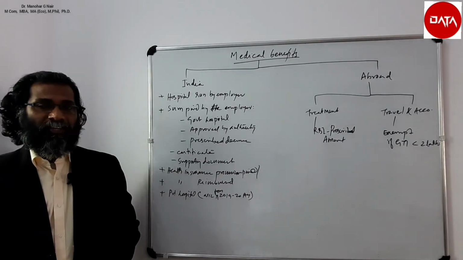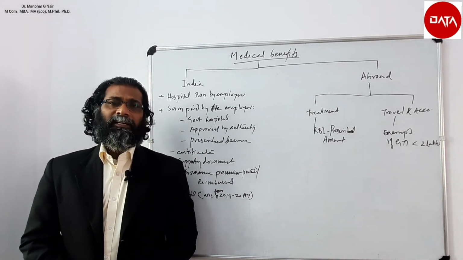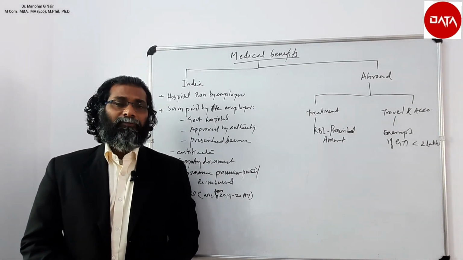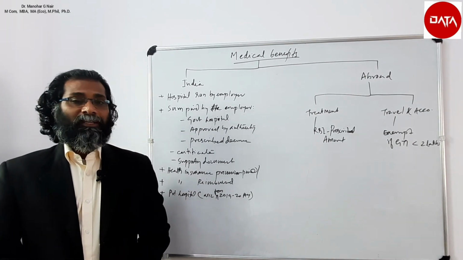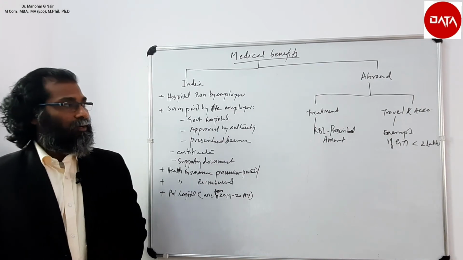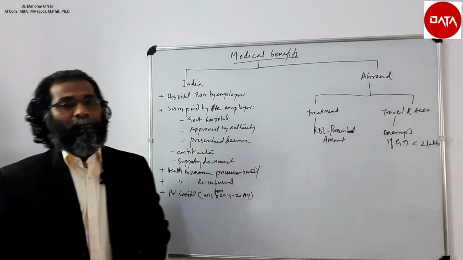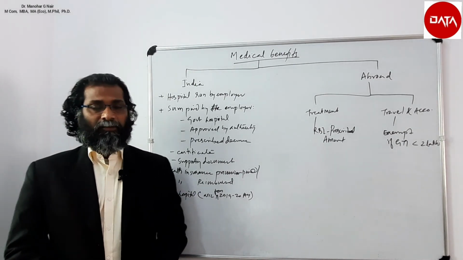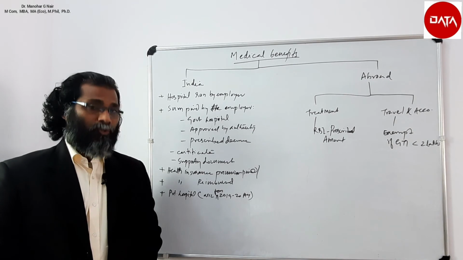Travel and accommodation for the treatment abroad shall be exempted, provided the gross total income of the employee is not exceeding 2 lakh. Otherwise, this travel and accommodation expense met by the employer or reimbursed by the employer shall be taxable, if the gross total income is more than 2 lakh rupees.